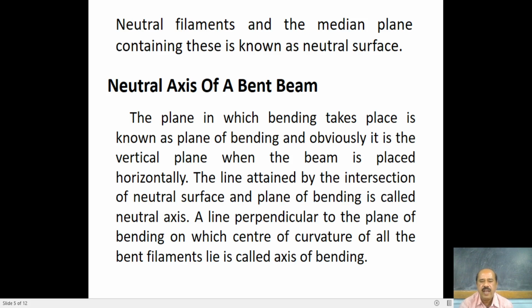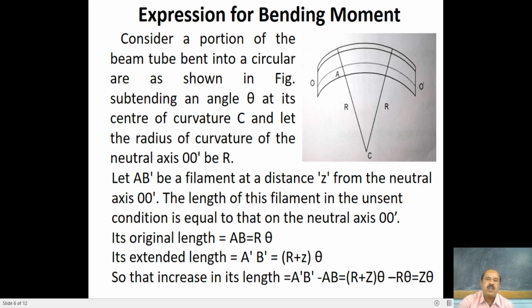The line obtained by the intersection of the neutral surface and the plane of bending is called the neutral axis. A line perpendicular to the plane of bending on which the centers of curvature of all the bent filaments lie is called the axis of bending. Now I am going to derive the expression for the bending moment. In order to derive it, we have to consider this diagram.